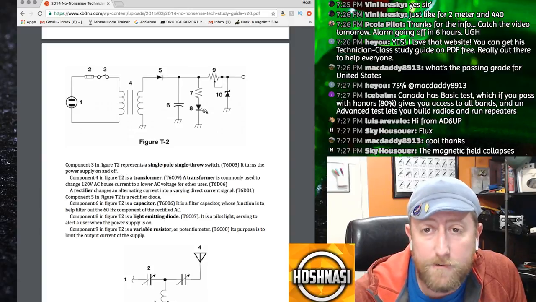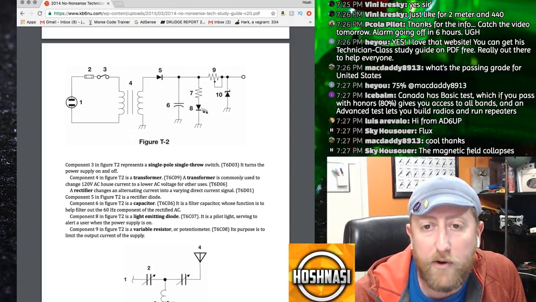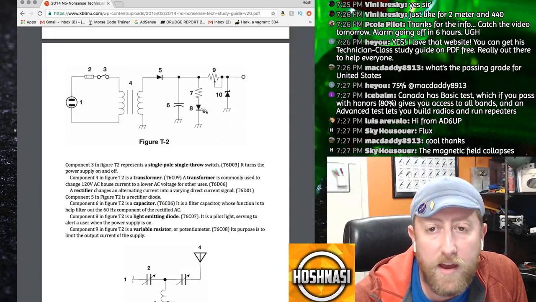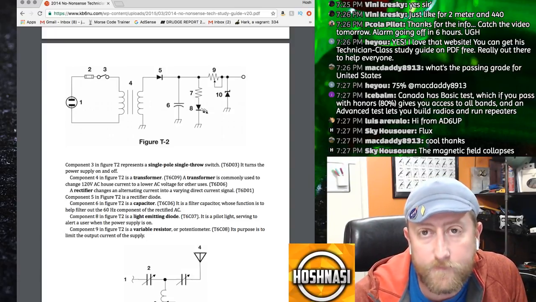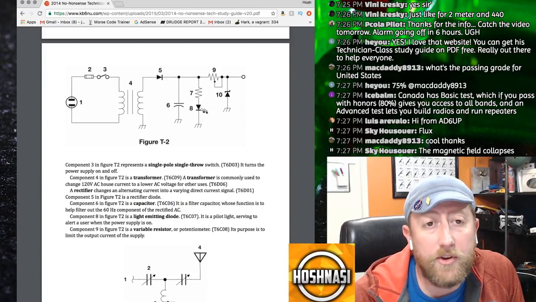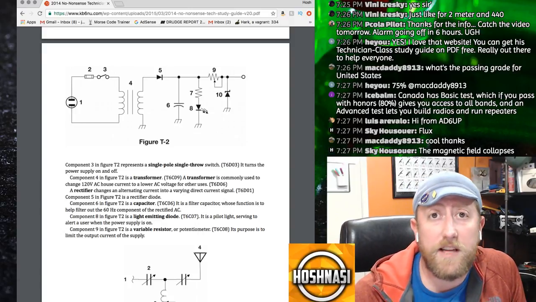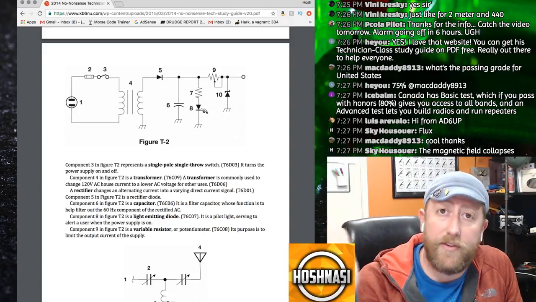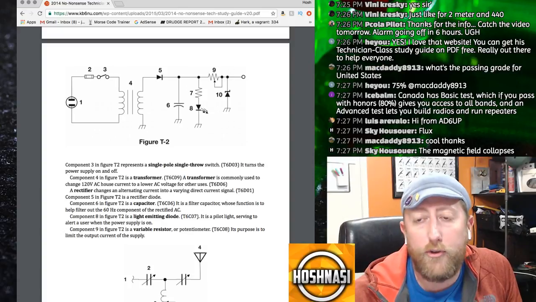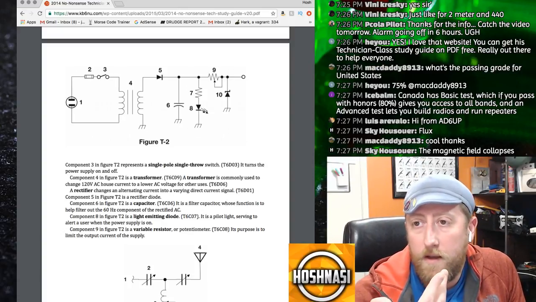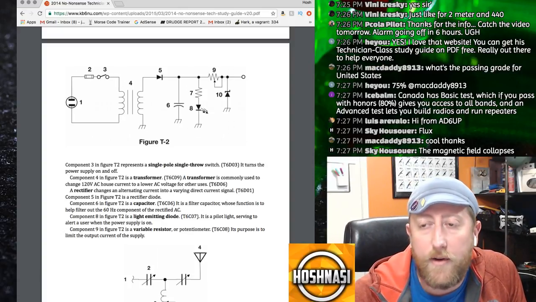6 is a capacitor, right? And what's it say? It's a filter capacitor whose function is to help filter out 60 hertz components of the reflected AC. Capacitors collect and store. Is that right? Collect and store and regulate power. Resistors actually step up the resistance in a circuit. And this is all to drive something. Yeah, there you go. Skyhauser.